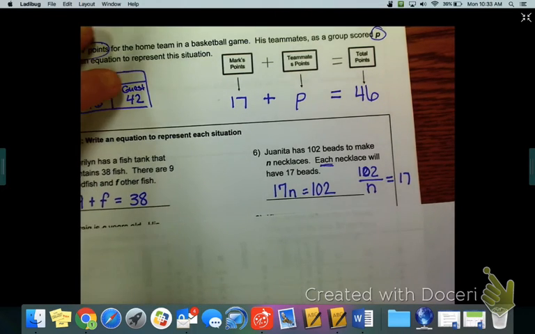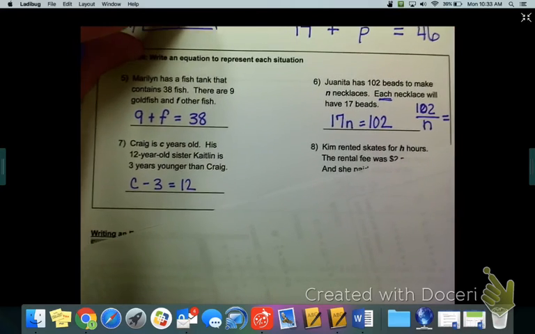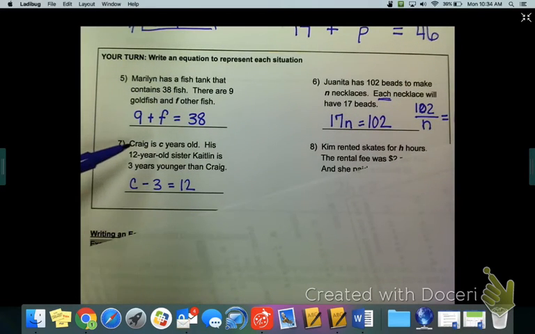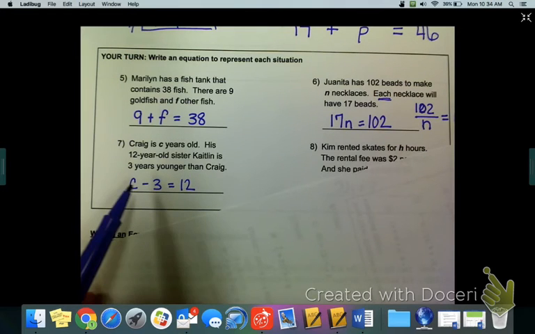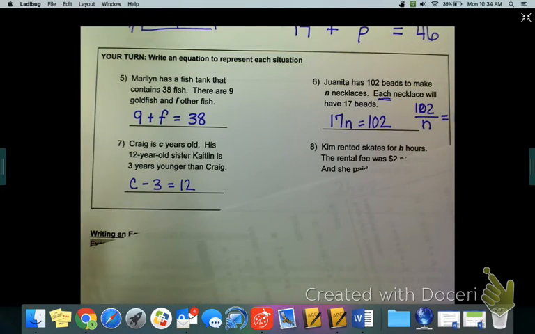Okay, look at number 7. Number 7 says, Craig is C years old. His 12-year-old sister, Caitlin, is 3 years younger than him. So I'm going to take Craig. I don't know how old Craig is, but I know his sister is 3 years younger. So I'm going to take Craig's age and subtract 3 from it, and that will equal Caitlin. And I know Caitlin's age. She's 12. So C minus 3 equals 12.